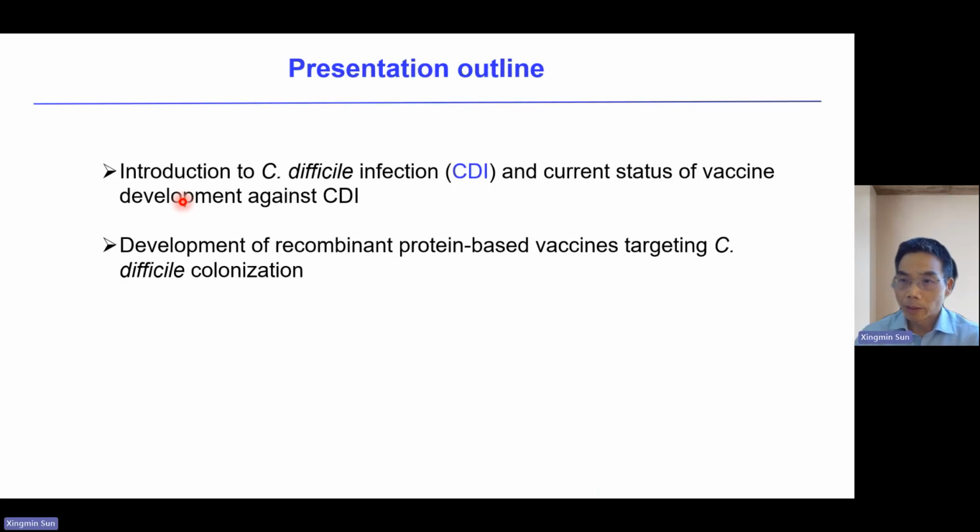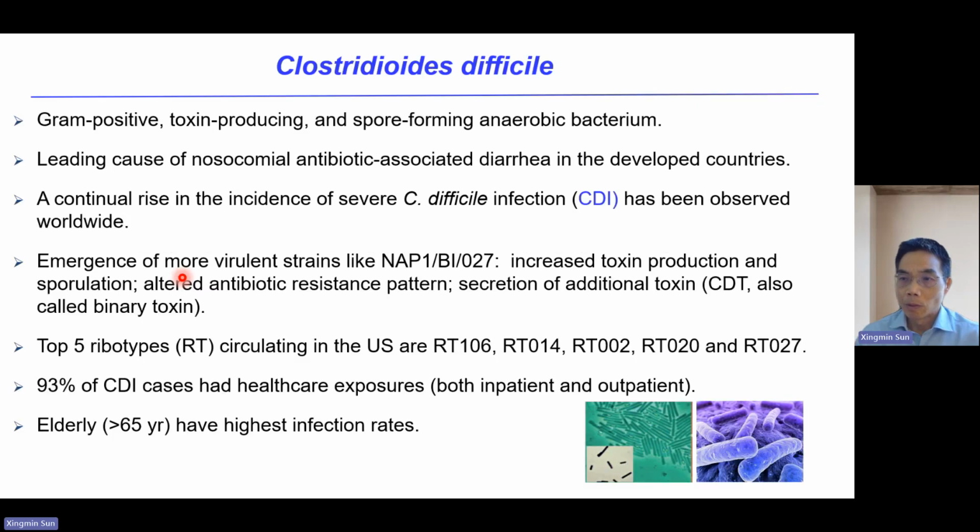So here shows my presentation outline. First, I'm going to give you a brief introduction to C. difficile infection and the current status of vaccine development against infection. Then I'm going to move on to specifically talk about our project in developing recombinant protein-based vaccines against C. difficile colonization.